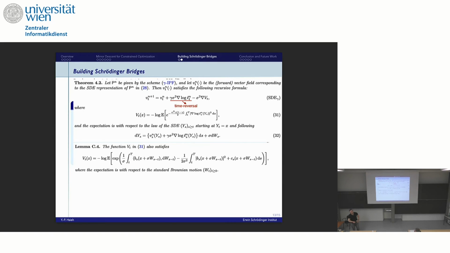This is exactly a stochastic control problem. Yeah. So Schrödinger bridge is a stochastic optimal control problem.